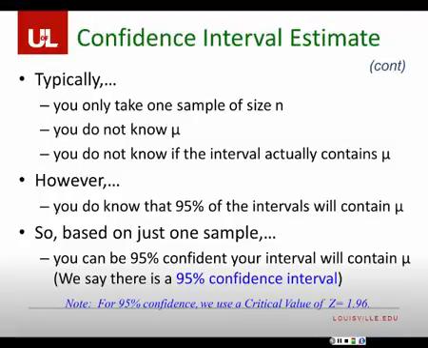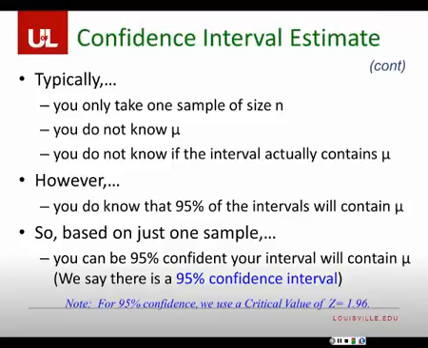For a confidence interval, typically, you only take one sample of the size n. You only do this one time. You don't go out and do it 100 times. You typically don't know mu, and you do not know if the interval actually contains mu. That's the reality. You go out, you do a study, you don't know those first three things, and you'll never know those first three things. However, you do know that 95% of the intervals that you can come up with will contain mu. So if you were to do it 100 times, 95% of the time, you'd actually get it right. So based on just one sample, you can be 95% confident your interval will actually contain mu. And that's the idea behind the confidence interval.